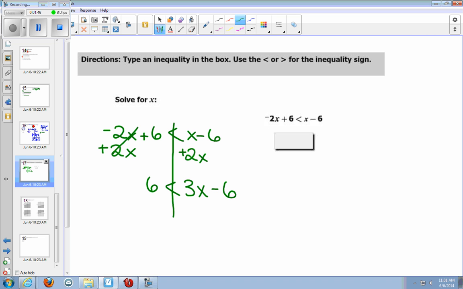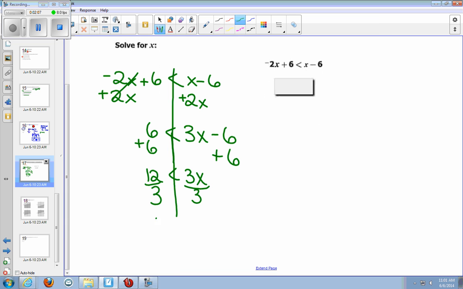I'm solving for x, so I have the students cover up the variable that they're solving for and use inverse operations on whatever's outside of their hand. So we end up with 12 is less than 3x. 3 and x are being multiplied, so the inverse of that would be division. Divide by 3 on both sides, and I end up with 4 is less than x.